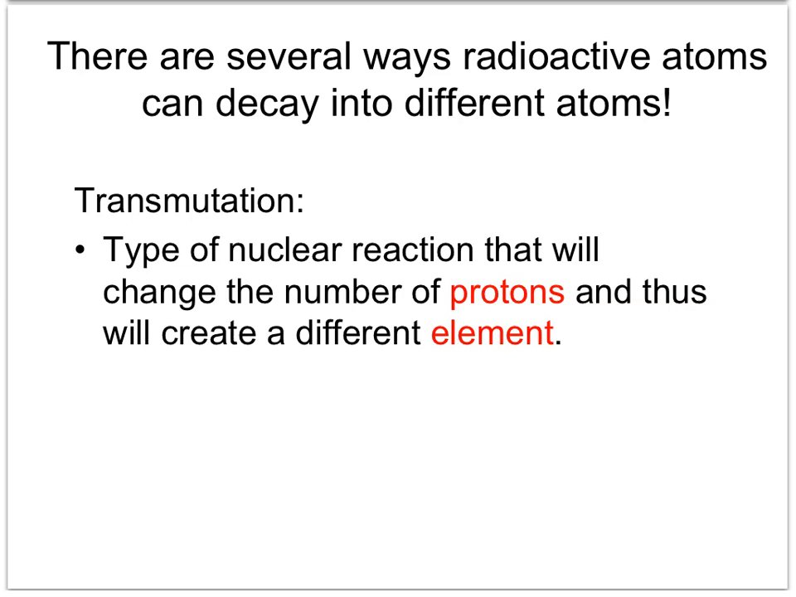Transmutation is the first process. This is a type of nuclear reaction where the number of protons within the nucleus will change. And so that will also change the identity of the element. A new element will be created. We say that a parent atom will then create a daughter atom.